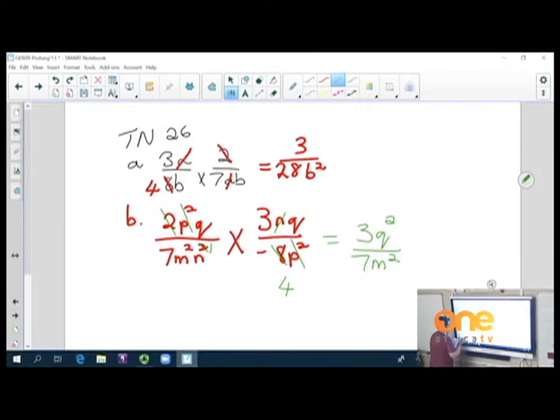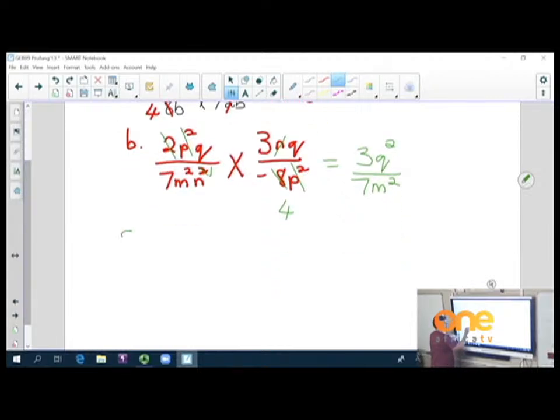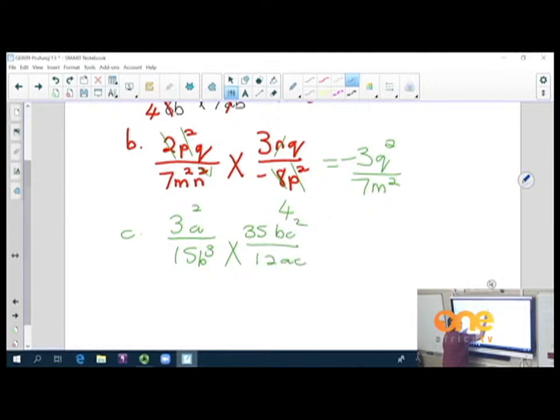The next one, number C, 3a squared. Oh yeah, and there's still that negative. We shouldn't ignore that negative. Over 15b to the power of 3, multiply with 35bc squared over 12ac. And the question is, what can cancel out?